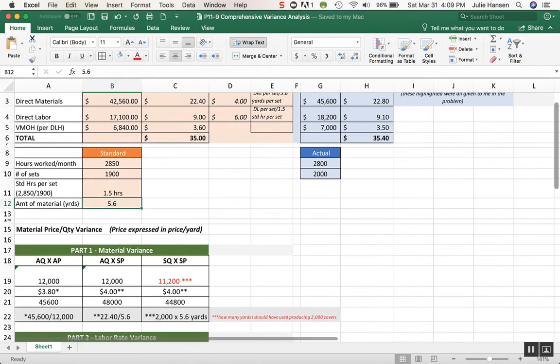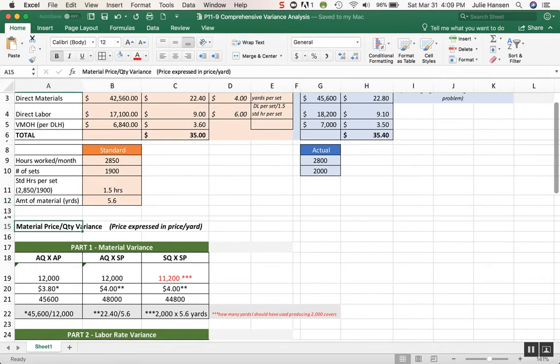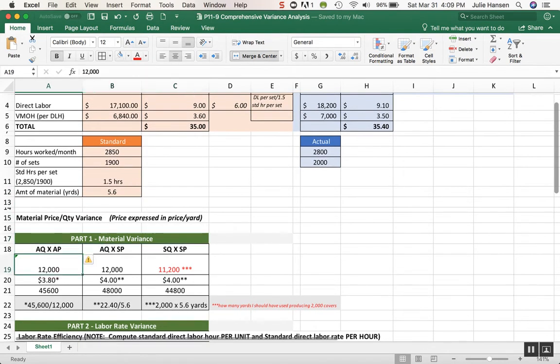Okay, so let's come down over here to the material price and quantity variance, which is the first part. So they gave me this figure of $45,600 as the amount that I had spent on my direct materials. Now they had also told me that I had purchased 12,000 yards with that $45,600. So I simply divided that. That's why there's a little asterisk there so that you can see that the $45,600 that I spent purchasing 12,000 yards works out to be $3.80 a yard. There's that little asterisk right there.